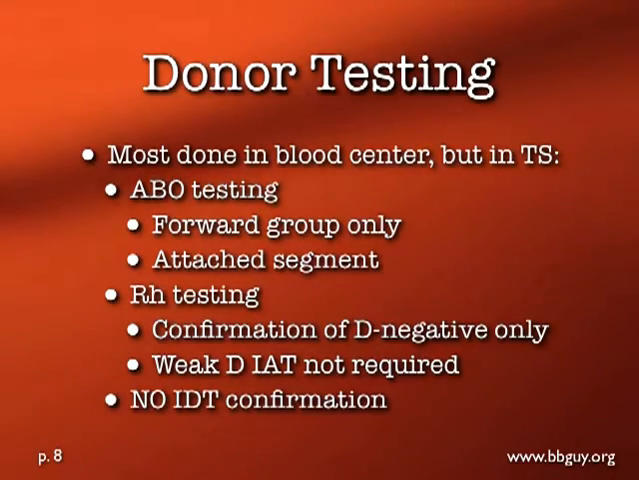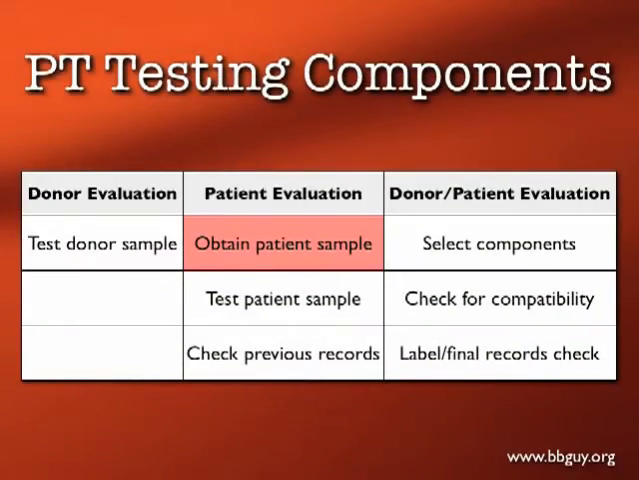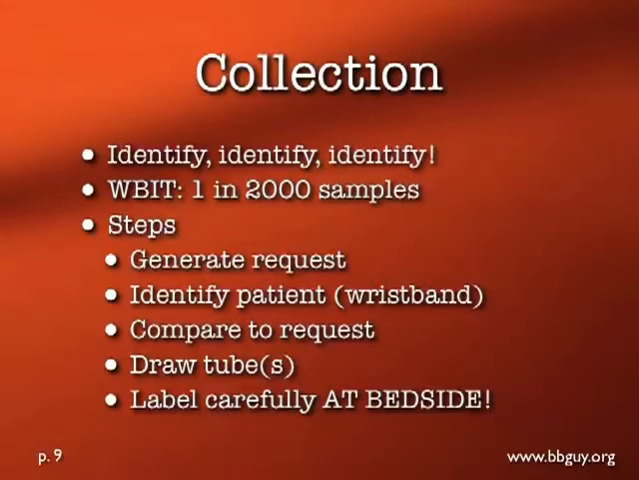That's good news, right? So now that we've tested our donor sample and we have products sitting on the shelf that are ready to go, let's start working on our patient. What are the things we have to do for our patient? Well, it starts with a good collection. Identify. It's so important to properly identify the patient who's going to get a transfusion.